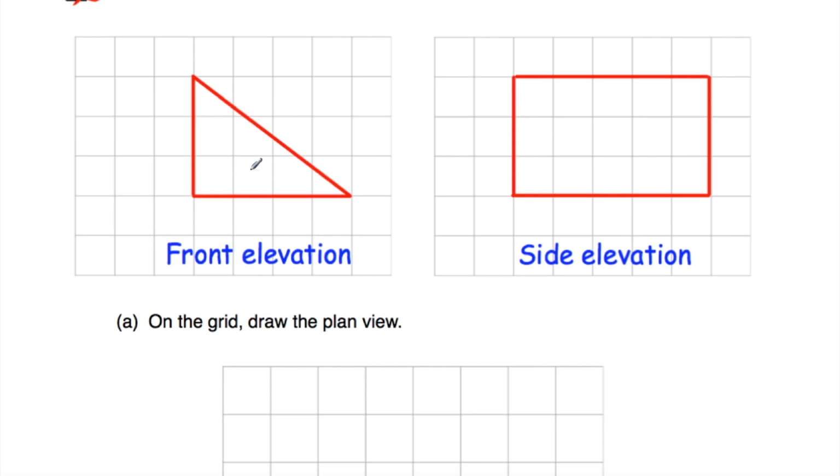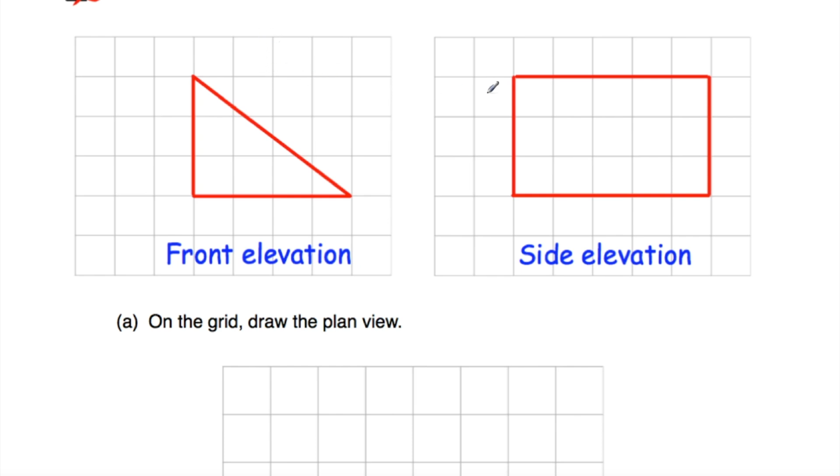So if we have a look at it from the front, it's a right angle triangle and it's going back, so it's going to be a triangular prism. And we have this right hand side, that's the side elevation. If you look at this triangular prism from the side, you'd see that side elevation, that rectangle. And we've been asked to draw the plan view. So the plan view is from above. So if we look down on this shape from above, what would we see?